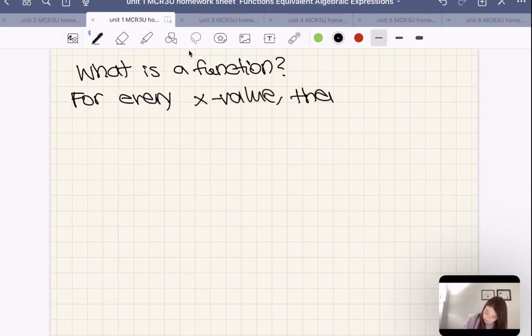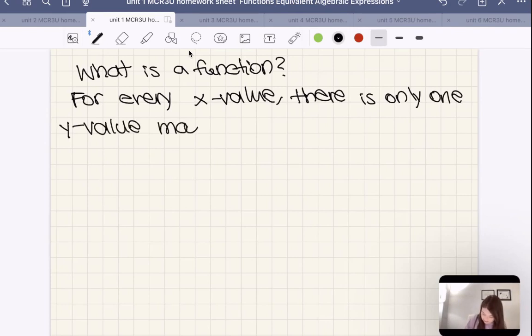For every x value, there is only one y value. And I should say there's only one y value maximum. Because if there's zero y values for a certain x value, that's okay. That doesn't disqualify a relation from being a function. But what does is if we have two different outputs or two different y values for a specific x value. So I'm going to give you an example of some things that would be functions versus what would not be a function.